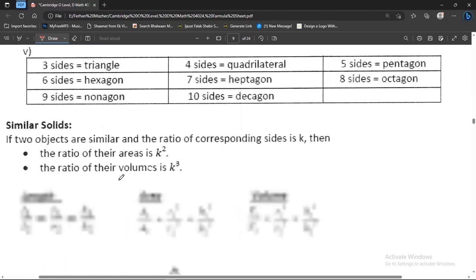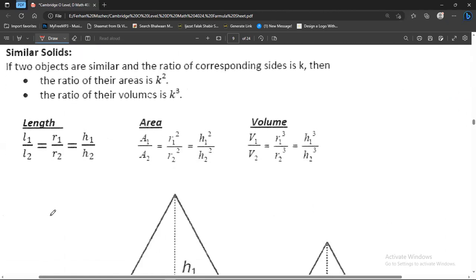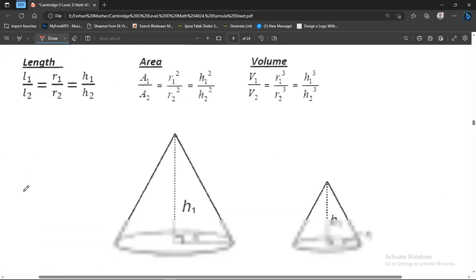So similar solids: if two objects are similar and the ratio of the corresponding sides is k, then the ratio of their areas is k square and the ratio of their volumes is k cube. For similar solids, the ratio of the length, width and height, radius, circumference, depth and diameter remains the same. L1 by L2 equals R1 by R2 equals H1 by H2.